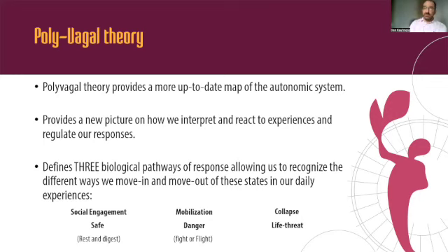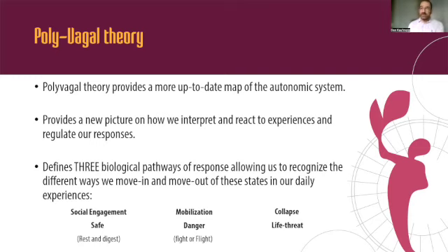So using the polyvagal theory, we're looking at three instead of two, three biological pathways that allow us to respond. And those are three states that we go in and out of in response to the things that happen to us in daily life. So first, when there's no danger, similar to what we talked about, the rest and digest, this is the social engagement system. When everything is safe, we're co-regulating, we're healthy, happy, we're doing social activities and so forth.